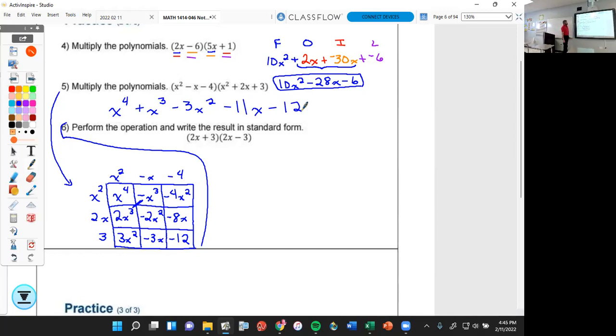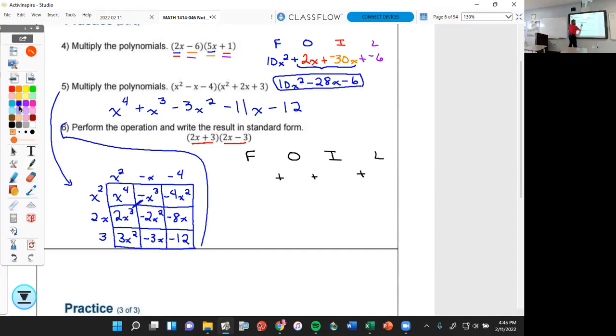Okay, and number 6, we have 2x plus 3 and 2x minus 3. I'm going to go ahead and FOIL this again, but I want you to notice something here. Notice the relationship between 2x plus 3 and 2x minus 3. They're the same, except for one's plus 3 and one's minus 3. So when you see that happen, something weird is going to happen. So let me FOIL it for you and show you what happens. So I'm going to write out FOIL here. And I know I'm going to be adding all these things together. Write that down.